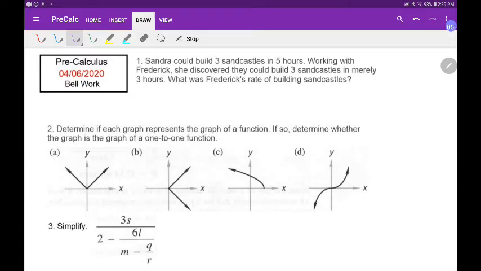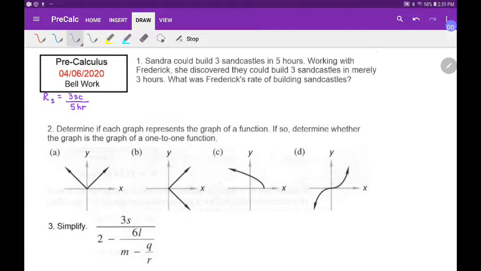The bell work for April 6th. Sandra could build 3 sand castles in 5 hours. So the rate for Sandra is equal to 3 sand castles in 5 hours. So that's her rate. Working with Frederick, she discovered they could build 3 sand castles in merely 3 hours.